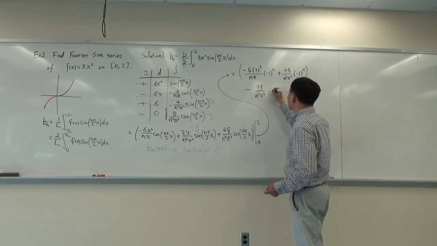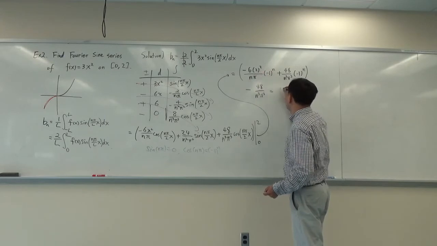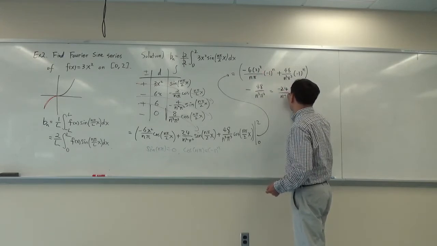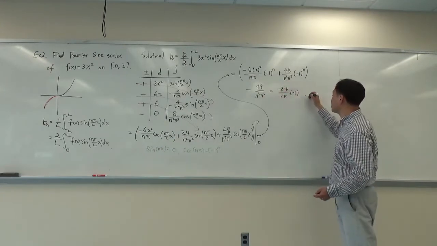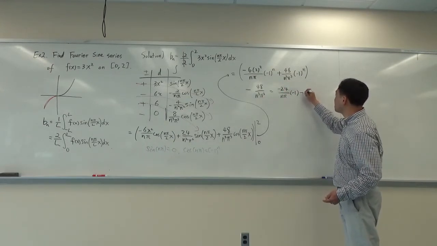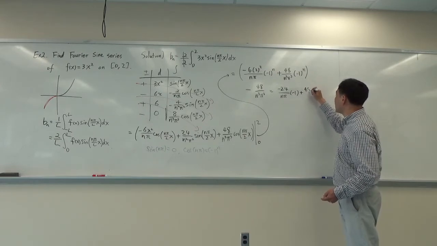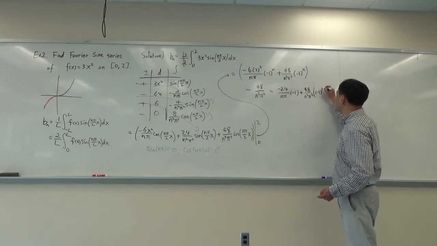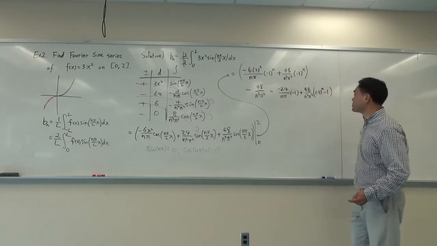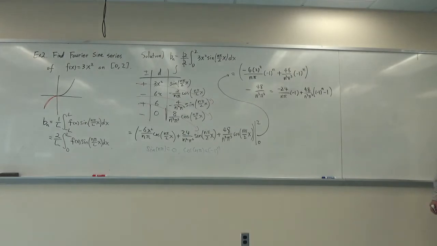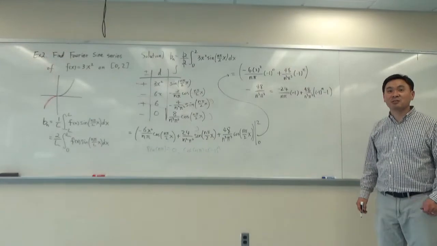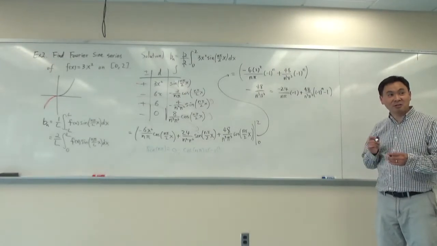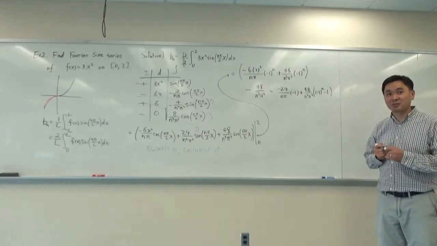And then I guess we can simplify this as negative 24 over n pi, negative 1. And these two have the same common factor, 48 over n cubed pi cubed. So let's put plus 48 over n cubed pi cubed, negative 1 to the nth power minus 1. Okay. So that's it. Or is it? Is that the answer? No. What's the answer?